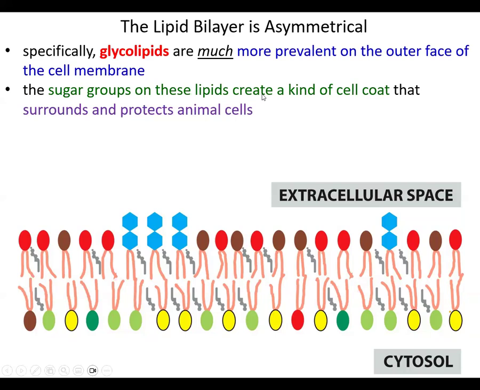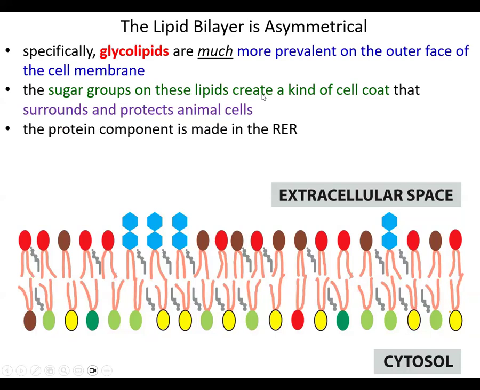So our cells don't really have their phospholipids right out there in contact with the outside world. Remember, the phospholipids have the consistency of olive oil. Instead, the sugar groups of these glycolipids are what's projected on the outer surface of the cell, and that creates a bit of a boundary, a protective layer.